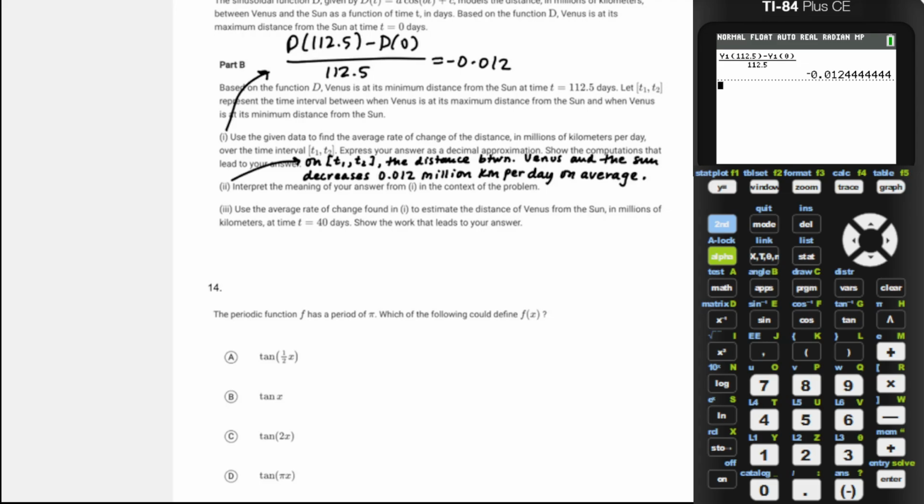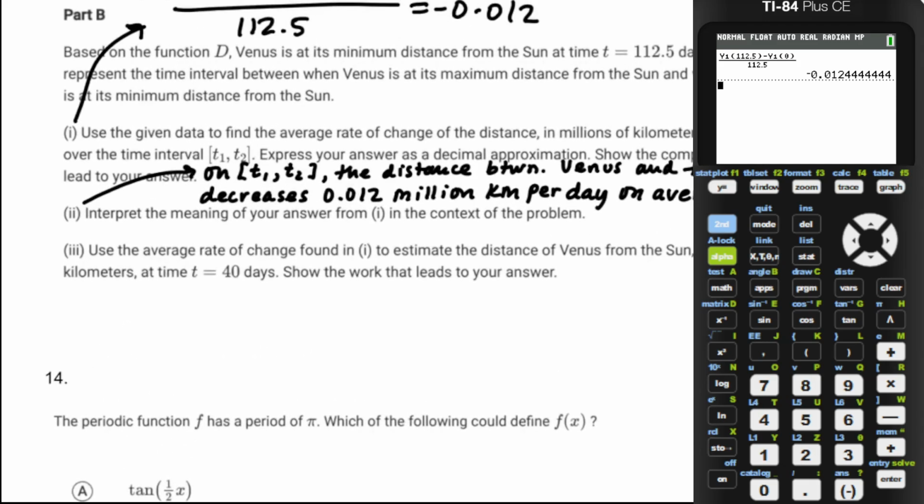So for the third part, it says use the average rate of change found in part 1 to estimate the distance from Venus to the Sun in millions of kilometers at time t equals 40 days. So what we're not going to do is go and plug in 40 into the actual model. That would give us, I guess, the exact distance if it was following a true sinusoidal pattern.